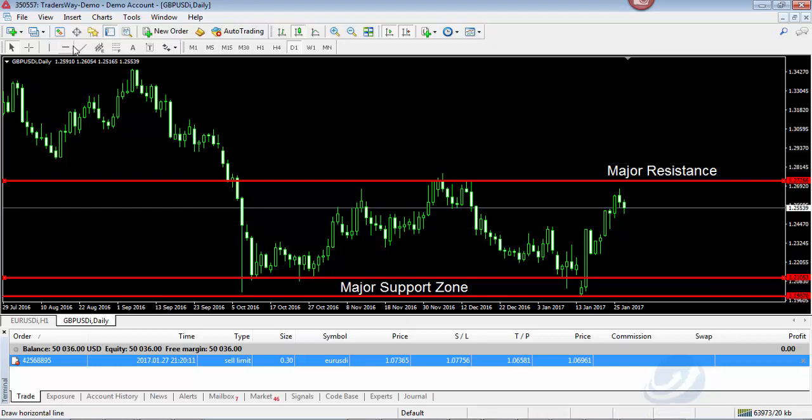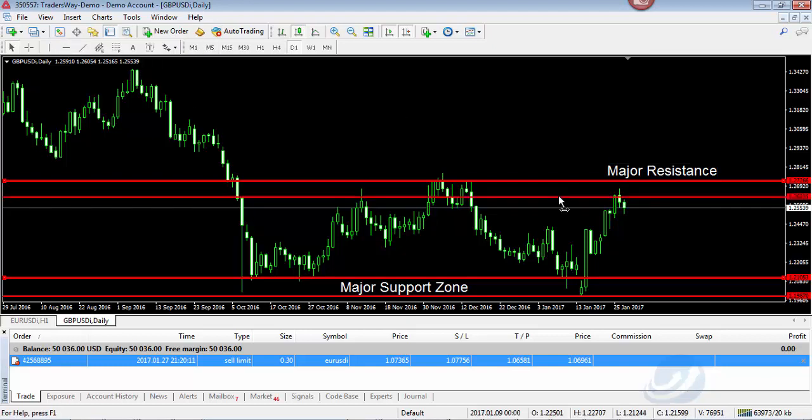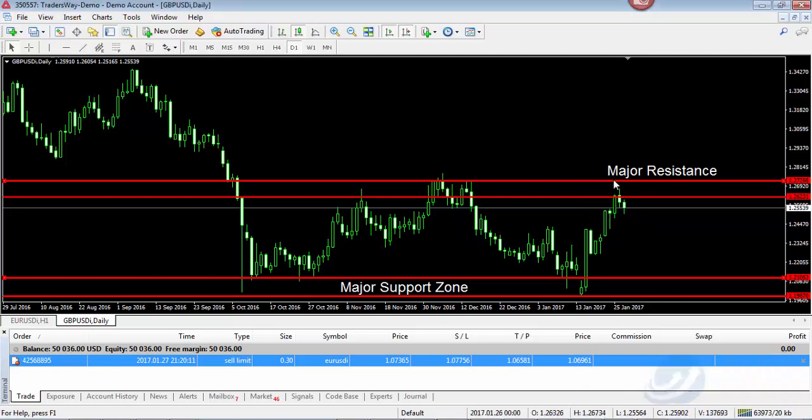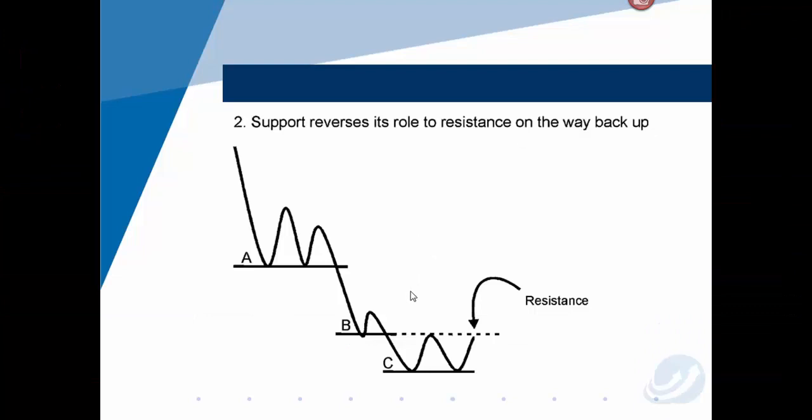All right, so now what we have is a major resistance level and a major support level. And what we're seeing is that the market is reacting from that major resistance level. So this now becomes an area where we're looking for trading opportunities in the market. Okay, so back to this chart.